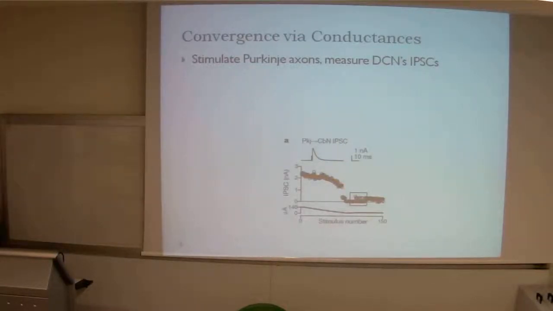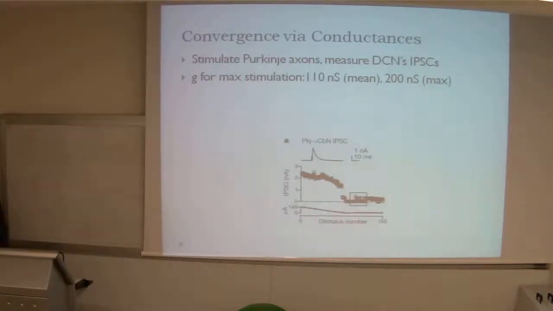And when you're stimulating at the beginning, you always elicit a spike. And what they're going to do is use this information of the current to estimate the conductance for the DCN cell. So using the information that there's always spiking and that there's a certain amount of current, they determined that the conductance for this maximum stimulation is around 110 nanosiemens on average, and around 200 nanosiemens at its max. Do you know, did they stimulate one axon or a bunch of axons? I believe one. Okay.